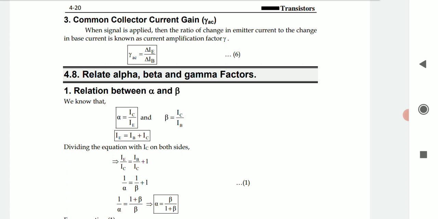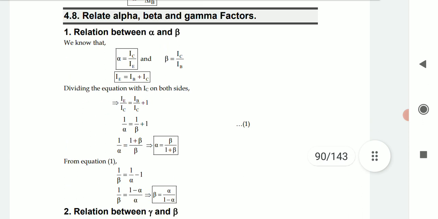Okay, these are the definitions of alpha, beta, gamma. These are very important to calculate the current gains in different configurations, which are common base, common emitter and common collector respectively.